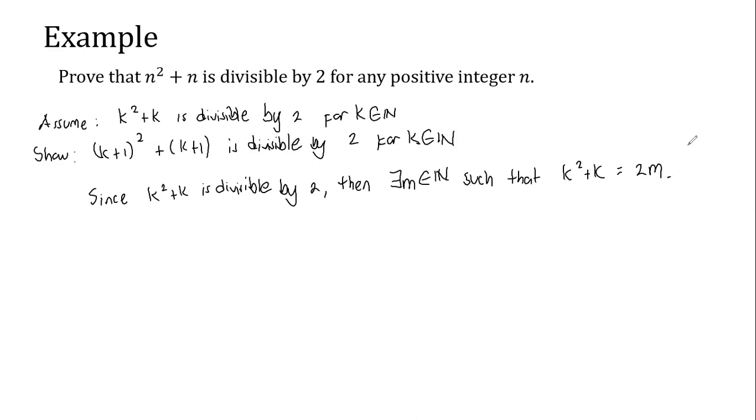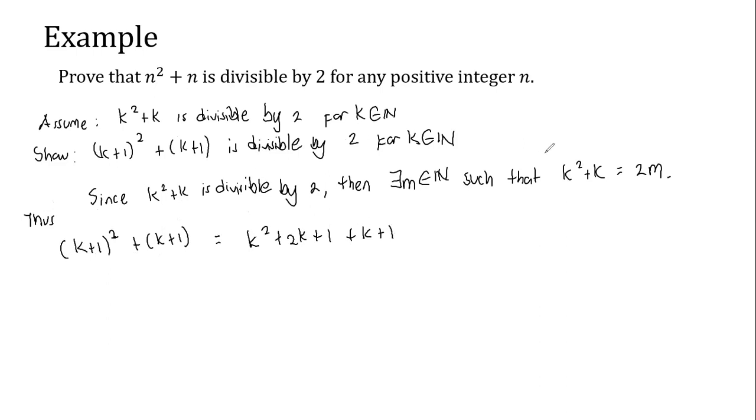So, anong ibig sabihin niyan? So, ibig sabihin niyan, thus, ito kasi gagamitin natin ito mamaya, yung 2m na yan. We have k plus 1 squared plus k plus 1. Okay, o ba't tayo napunta dito? Dito papakita na natin na divisible by 2 na siya. Okay, so i-expand muna natin to k plus 1 squared. So magiging k squared plus 2k plus 1 plus k plus 1.